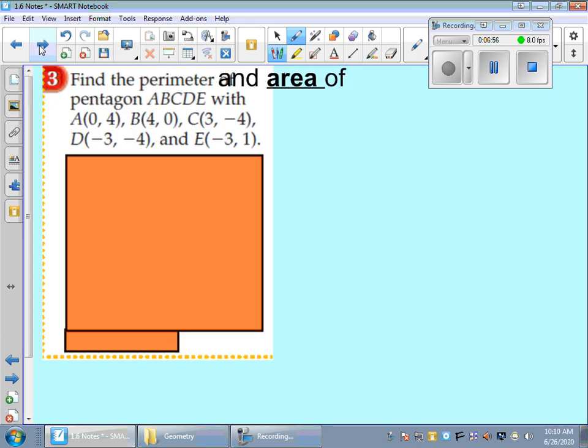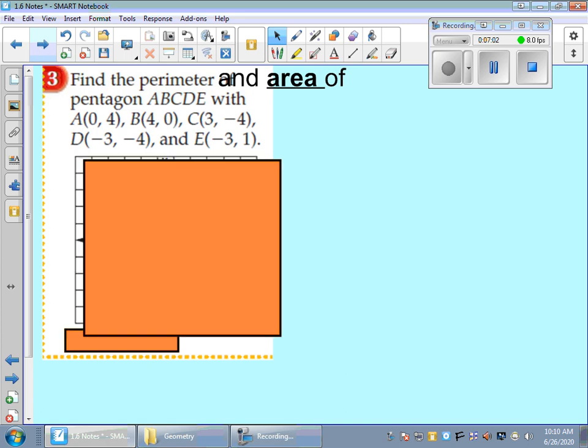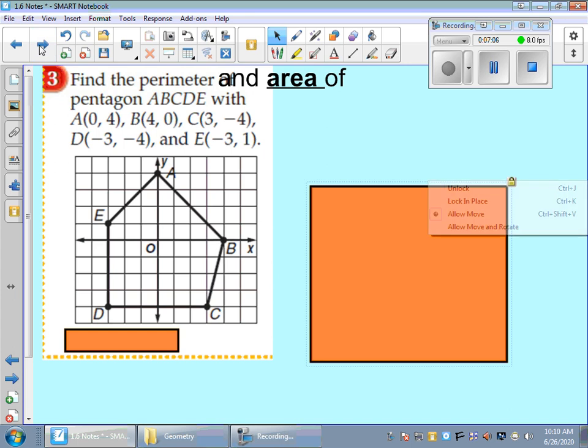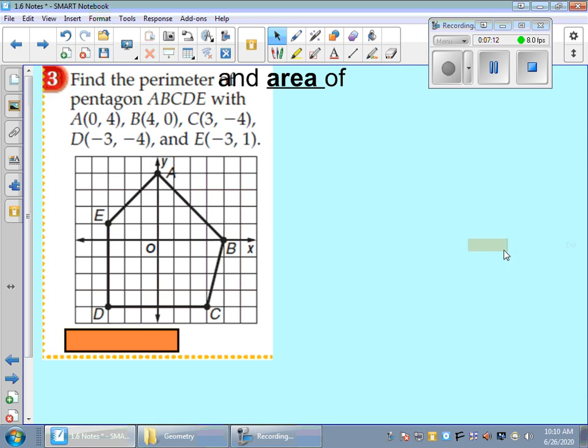Okay, so the next problem here is going to take us to a sketch. So you could sketch this. Take a look and see this is what we end up with on the sketch. Get this out of here. Give us some room to work. So what we want to do here is we want to find the perimeter and area of this object.